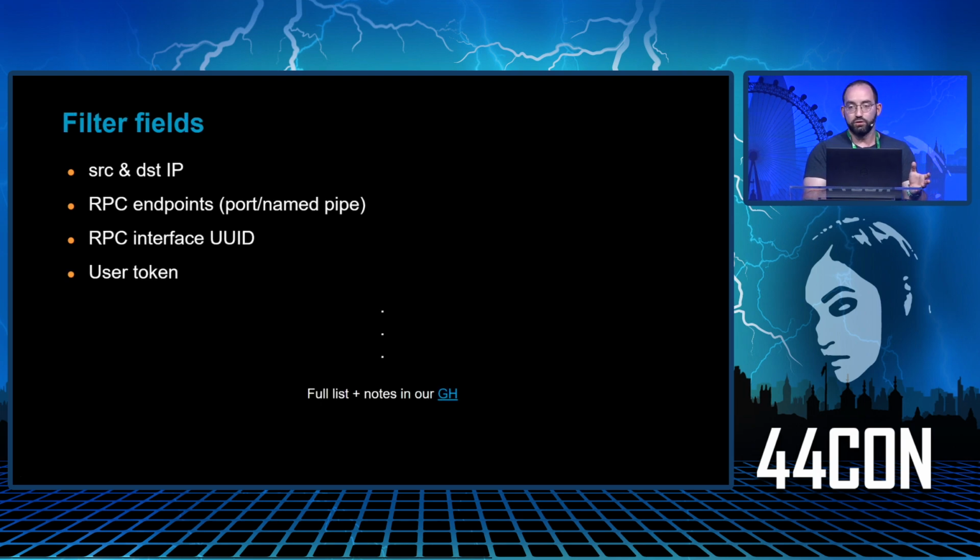What we can filter on is all the general firewall stuff that you can think of, like source and destination IPs, the endpoints, port if it's TCP, namespace if it's pipes. But we also have some more RPC-focused stuff, like the interface UUID, or even the user token that is being used as part of the call. They're all documented in MSDN, but we already have a blog post about RPC filters and their internals. And we have notes on our GitHub about all the filters and what they're being used for. What we don't have here is the opnum. So we have some lack of granularity in what we can filter on. So we can't filter on specific opnums, which kind of sucks.